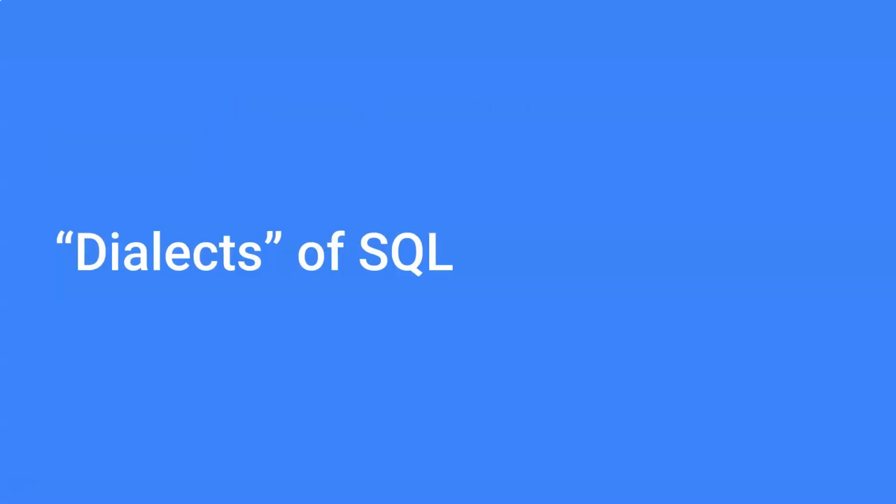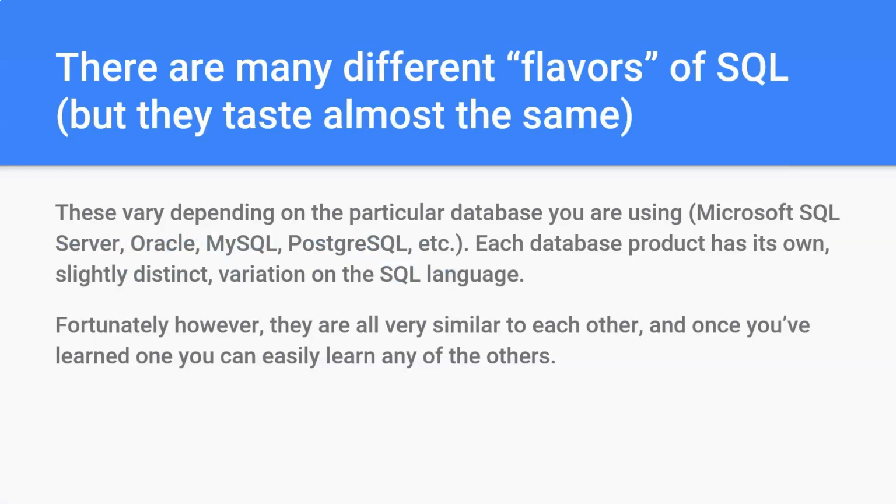So SQL, it turns out, is not a single unified language. There are actually dialects of SQL, different flavors of the language, so to speak. And they vary depending on the particular database that you're using. In this course, we're using Microsoft SQL Server, but if we were using Oracle or MySQL or PostgreSQL, some aspects of the language would be slightly different. But the good news is, for the most part, they're the same.